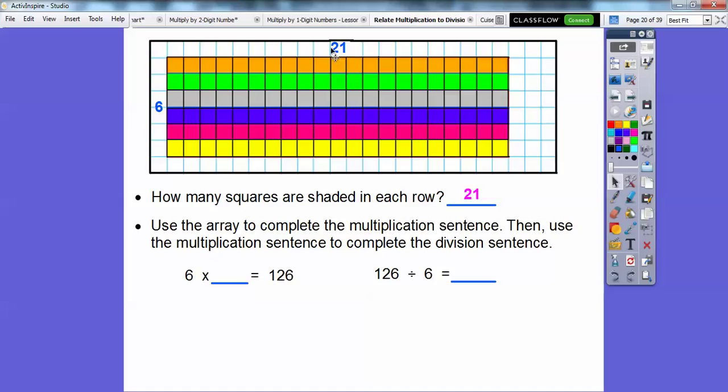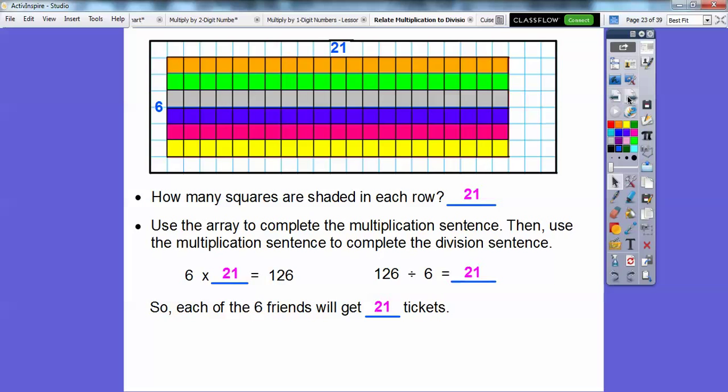So 6 times 21 would equal these 126 squares, okay? So then we take the 126 and we divide it by 6, and that's going to give us this 21 right here, okay? So there's our related division problem right there. So let's answer the question. Each of the 6 friends will end up getting 21 tickets, okay? So if a ticket counts for a ride, they get to do 21 rides.